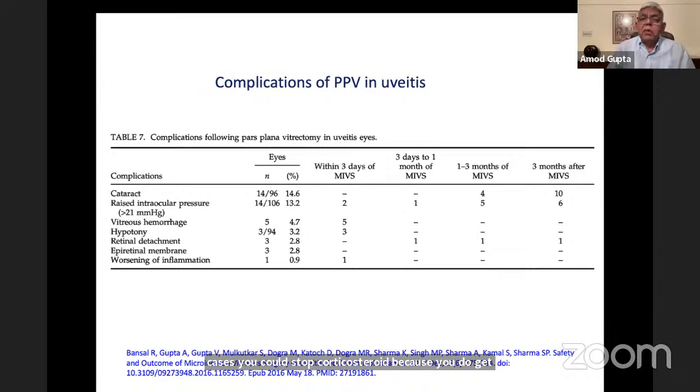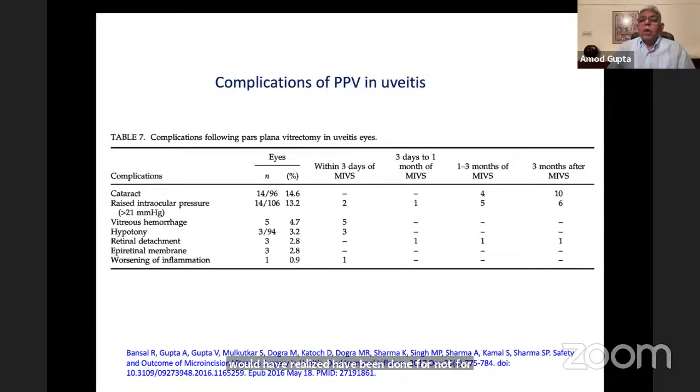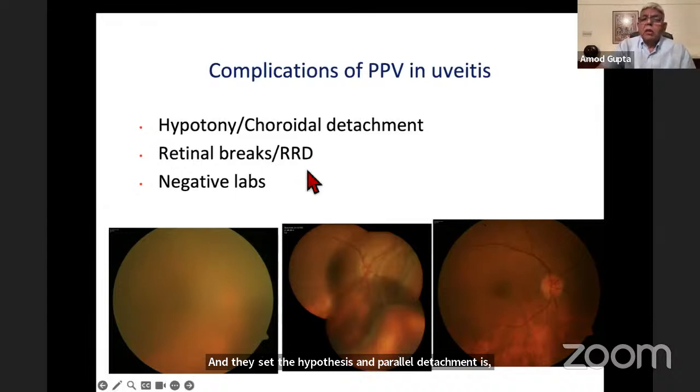And here, most of these cases, as you would have realized, have been done not for non-infectious uveitis, but where we had a strong suspicion of infectious uveitis, be it panuveitis, posterior uveitis, or intermediate uveitis. As I said, the hypotony and choroidal detachment is a challenge, and subsequently these patients did well, but for a week or 10 days it gives you sleepless nights in a patient who's already seen from that eye. Retinal breaks and RD would be a reasonable expectation for any retinal surgery, and this happened in a very small number of patients, just about 3 patients. But most importantly, negative labs can be a very daunting experience if the laboratory investigation reports come back negative and not conclusive.